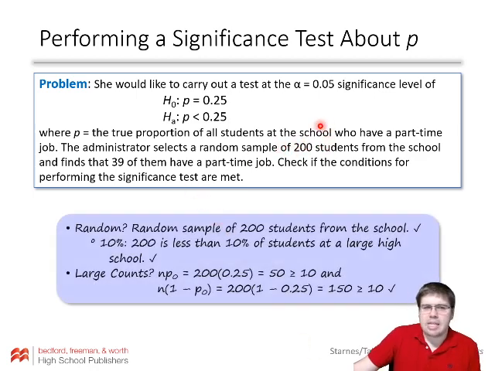We're good. The 10% condition: we want to make sure that 200 is less than 10% of the school. Well, they did say it's a large high school, so hopefully they have at least 2,000 students. So we'll assume that.